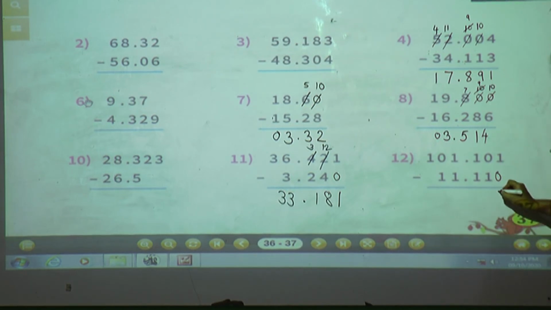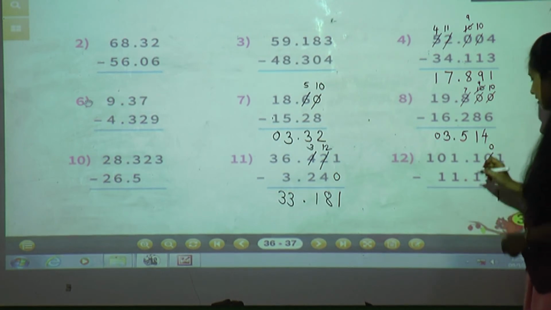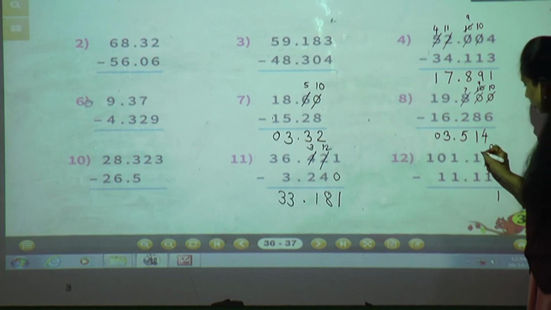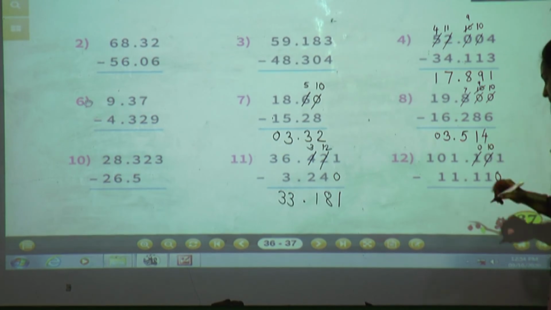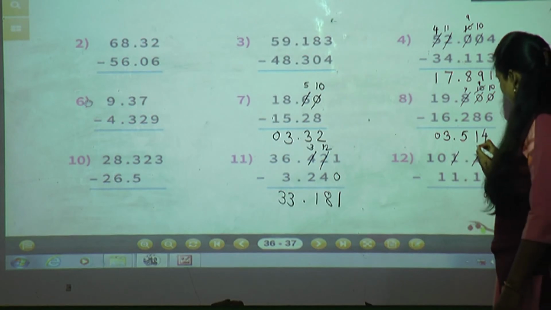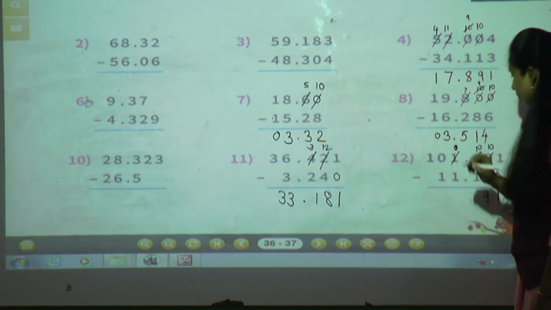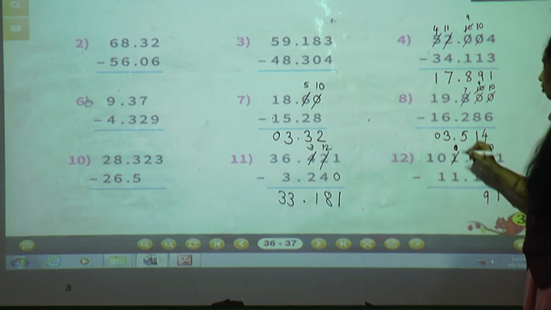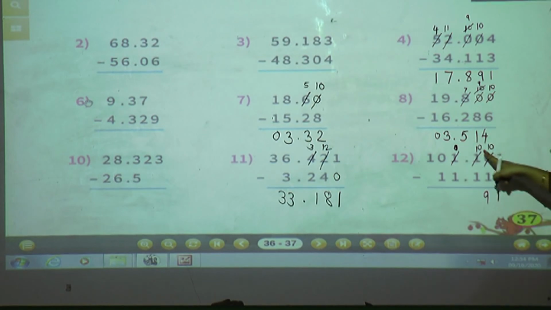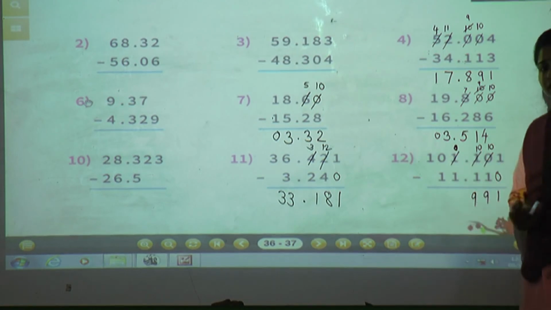Now 1 minus 0 is 1. 0 minus 1 we can't do because 0 is smaller than 1. So cut the 0, write it as it is. Take a borrow from the neighbor. The neighbor is having 1, he will give 1, here 0 will remain. Now 10 minus 1 is 9. Now 0 minus 1 we can't do, then take a borrow from the neighbor. The neighbor is having only 1, so if he gives 1, here 0 will remain. Now 10 minus 1 is 9.